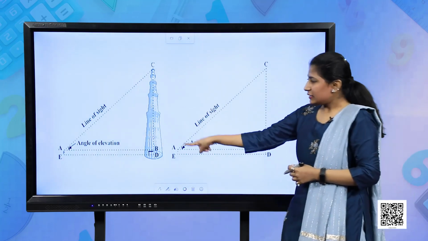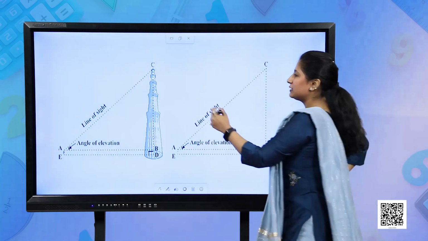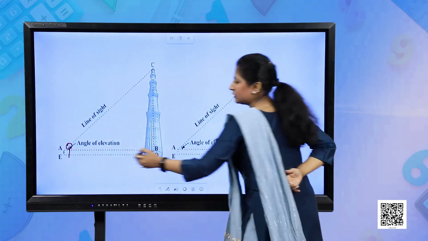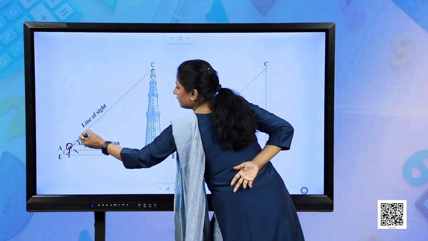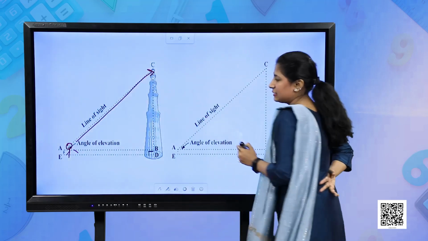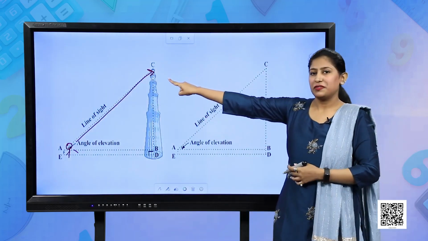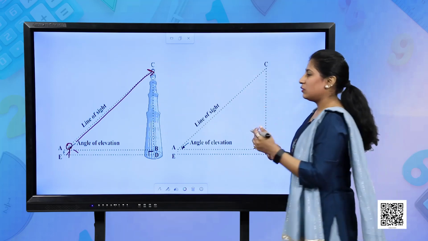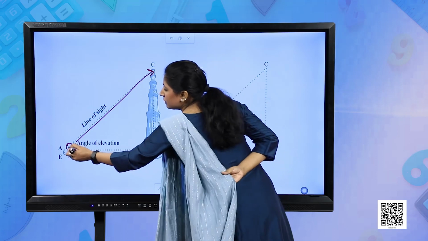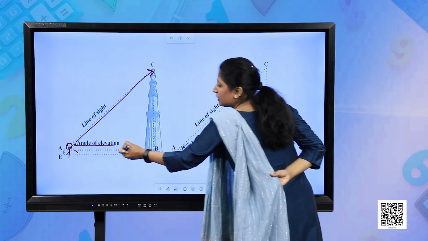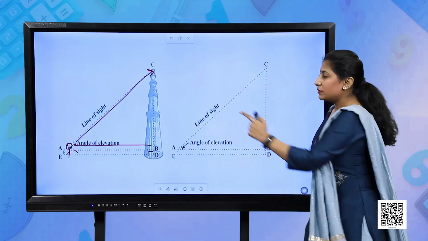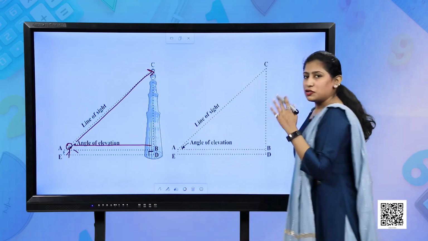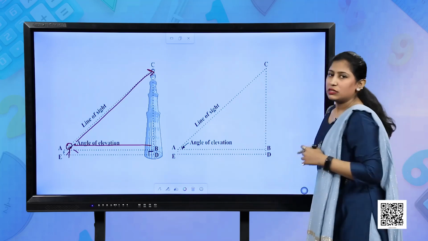Here you can see this Qutub Minar. Do you know Qutub Minar is in Delhi? Beautiful place to visit. Suppose a person is standing here and the person is looking in this direction. Where is he or she looking? To the top of the Minar. This line being formed is called line of sight. Now other thing to remember is a line which is parallel to the ground from the eyes of the person is called horizontal. So horizontal is parallel to the ground.